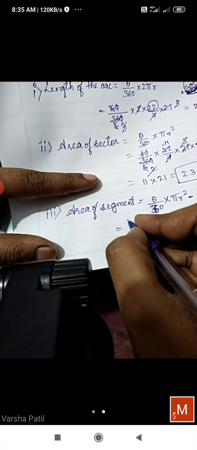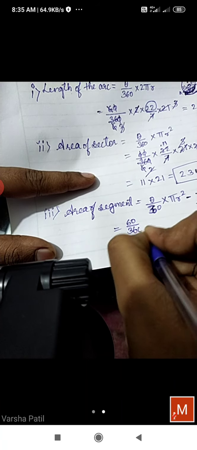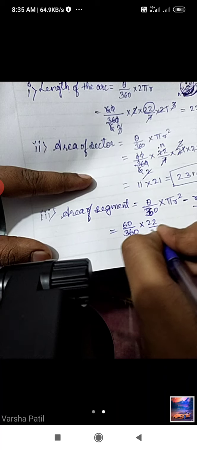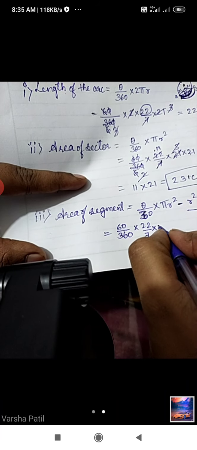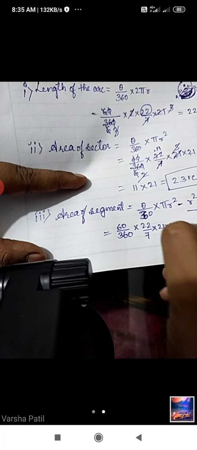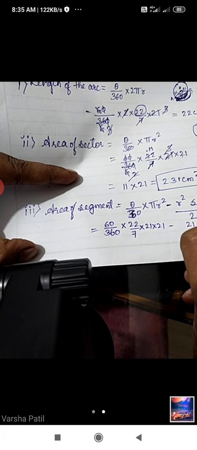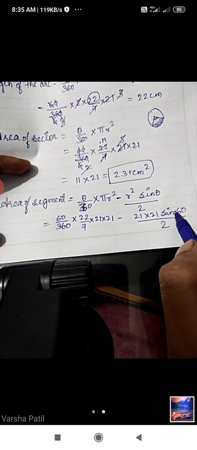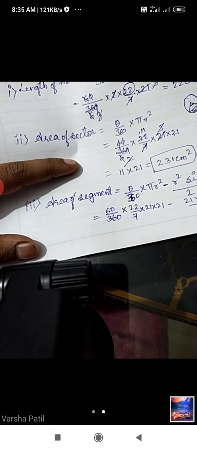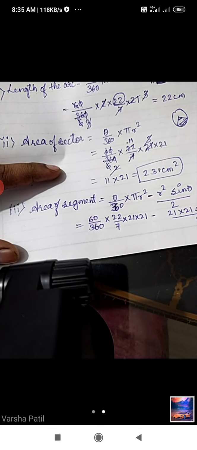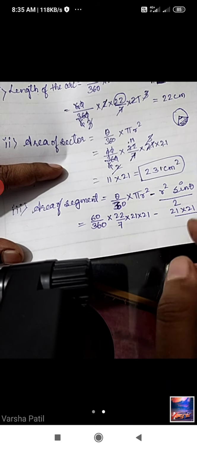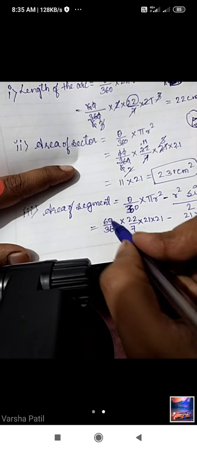Now tell me fast all the substitutions. Theta is 60, 360, 22 by 7 into r, which is 21 into 21, minus r square, again 21 into 21, sine theta, that is sine 60, whole divided by 2. Sine 60 is how much? Sine 60 is root 3 by 2. Very good. Now let me cancel this and make it smaller.